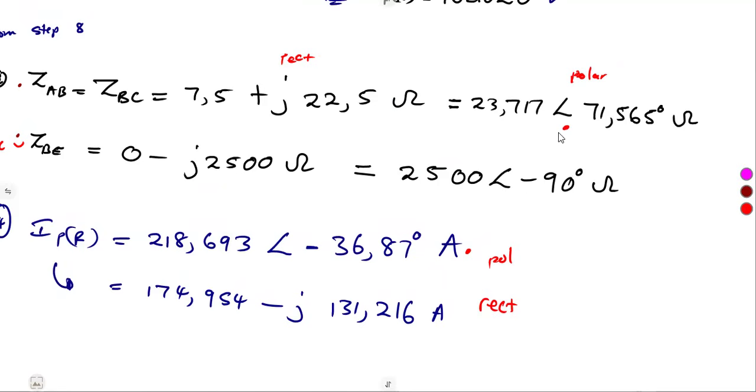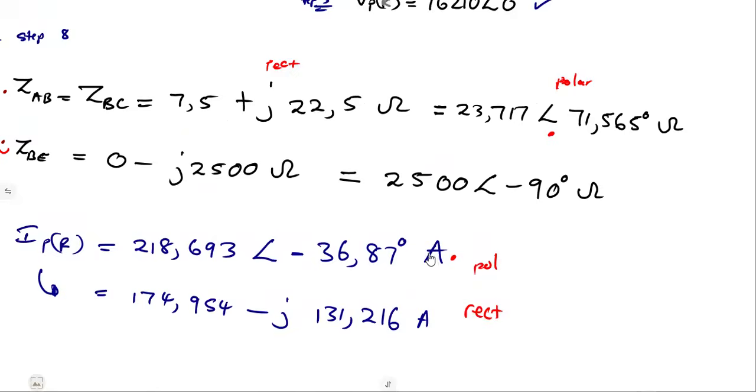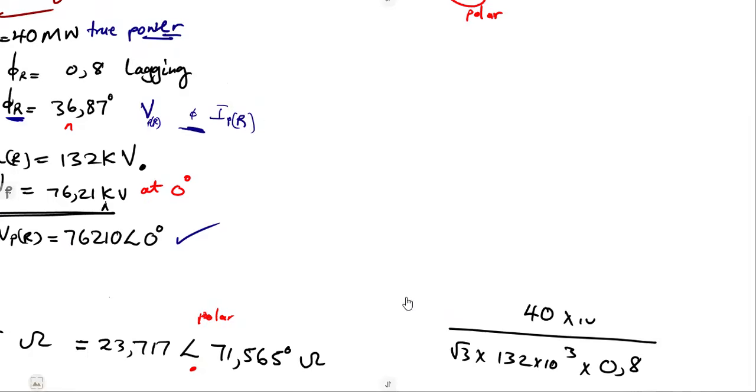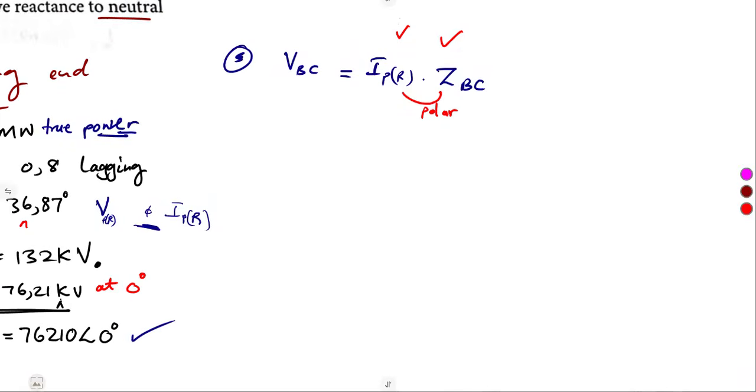We need this one in polar form. So we're going to take these two and multiply them together. That is the idea there. Know your formulas. This is a repetition, guys, of your N4. Remember working with polar form product. That was going to give us 218,693 at an angle of negative 36,87.